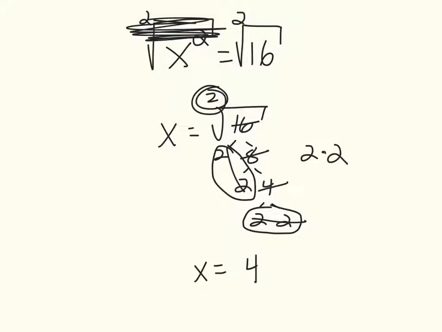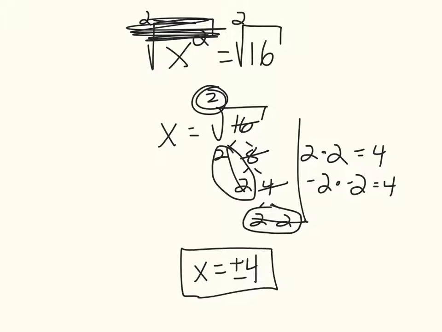But wait. I know that 2 times 2 equals 4. Look, guys, negative 2 times negative 2 also equals 4. That's right, because I'm performing an even root, I'm going to get more than one answer. I'm going to get a positive and a negative version. So x equals plus or minus 4. Two answers to this problem.